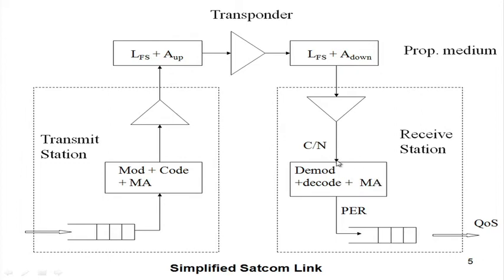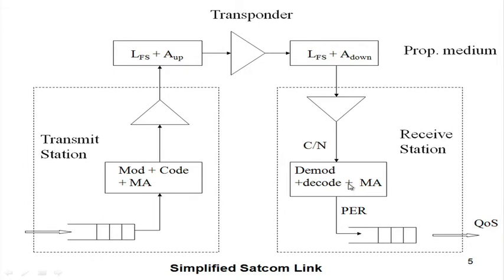So at the input of the demodulator, we have this carrier to noise ratio, which we were discussing in the last couple of lectures. Depending on the demodulator function, the carrier to noise ratio, C by N, determines how good the quality will be, or how many errors will come in. Then certain packets are formed, and those packets are put into the queue to send to the user.